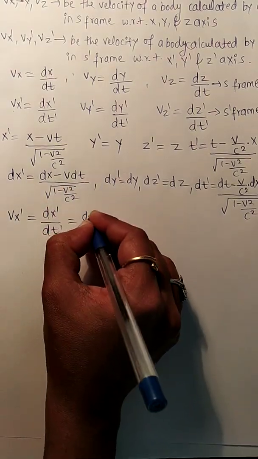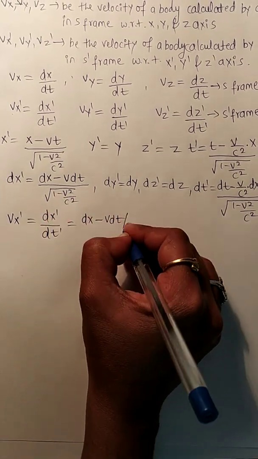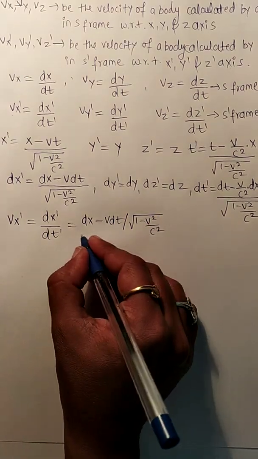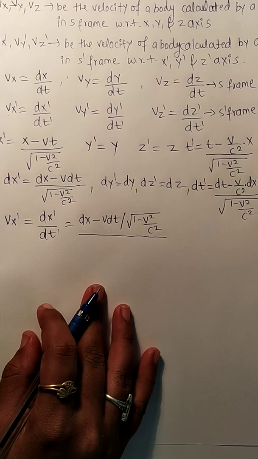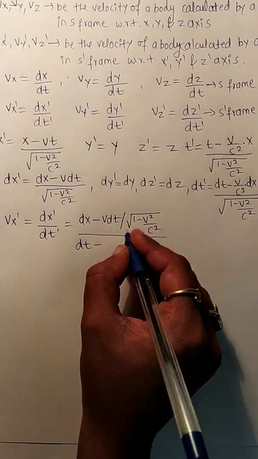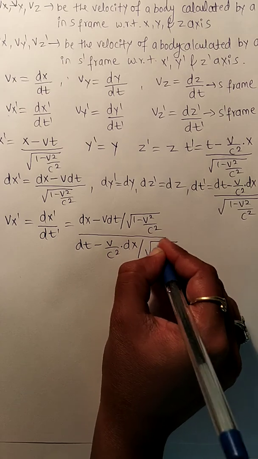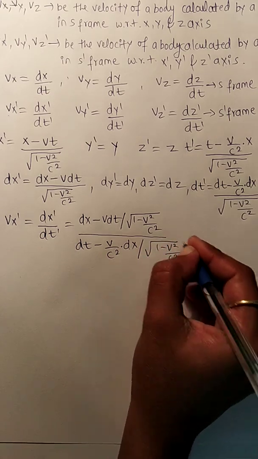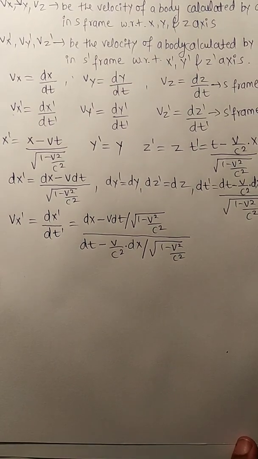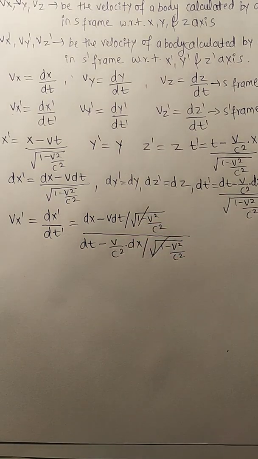We get the dx dash value as dx minus v dt, whole divided by square root of 1 minus v square by c square. And this is whole divided by the dt dash value. So what is the dt dash value? Here it is: dt minus v by c square into dx, whole divided by again square root of 1 minus v square by c square. I just substituted the dx dash value and dt dash value. Then both of them cancel each other.